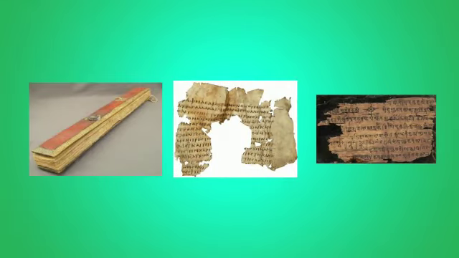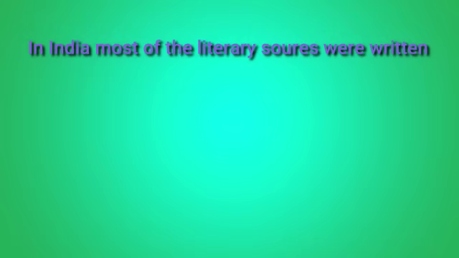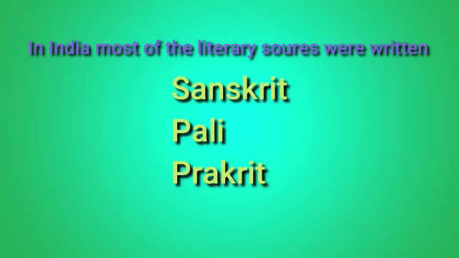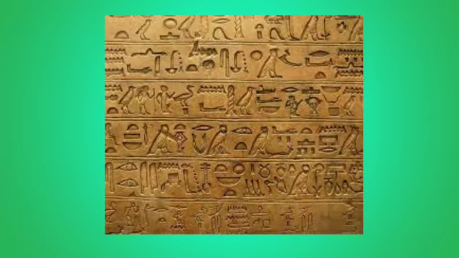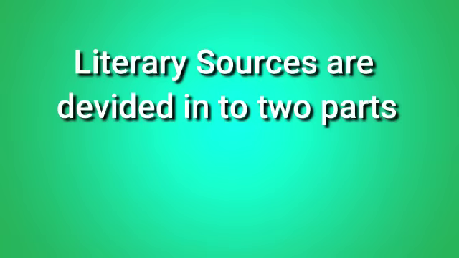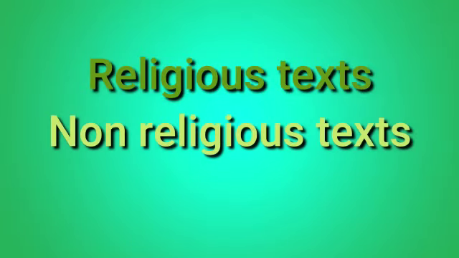Literary sources are handwritten records, and in the past they were written on palm leaves, parchments, and barks. In our country, India, most of the literary sources were written in languages like Sanskrit, Pali, and Prakrit. In South India, Tamil and Telugu were used. Sometimes these written records were actually in the form of pictures and drawings. Literary sources are further divided into 2 parts.